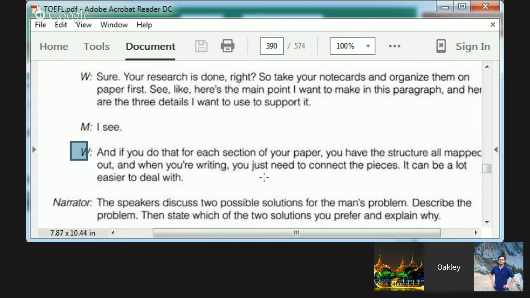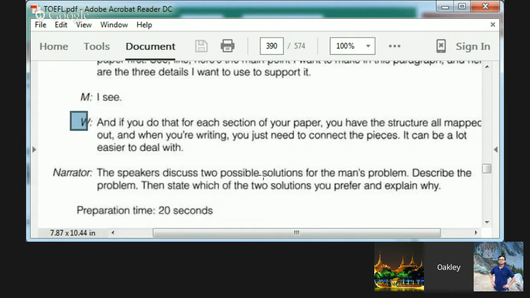Okay, that's it. Hopefully, you noticed that you know what the problem is, you know what the 2 solutions are. There's not a lot of detail that you have to really hear in this question. That's not really the tricky part.